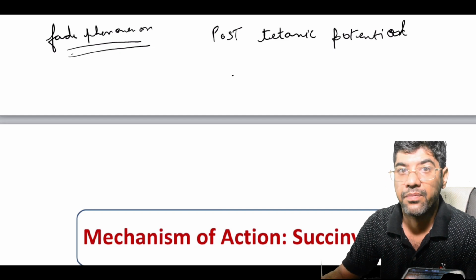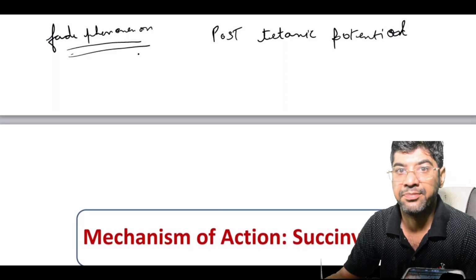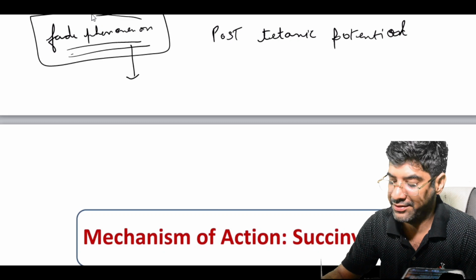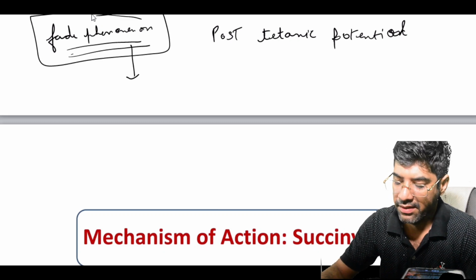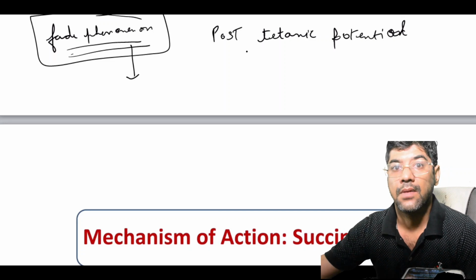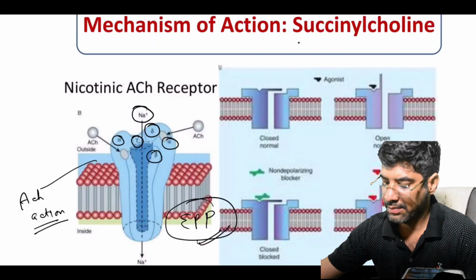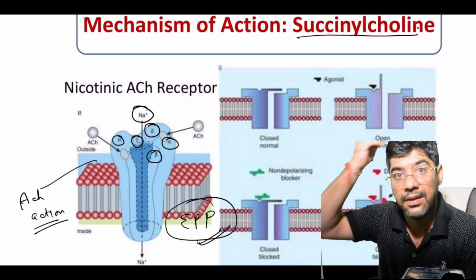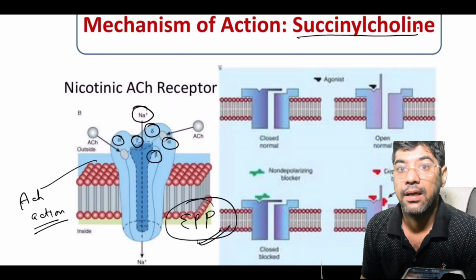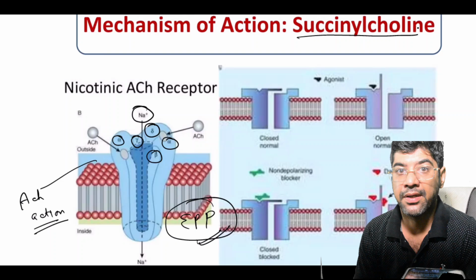What is fade phenomena? The progressive decrease in the muscle response during partial block when repeatedly stimulated is known as fade phenomena. The depolarizing blockers like succinylcholine bind to neuromuscular receptors and cause initial depolarization similar to acetylcholine. So this depolarization leads to muscle twitching and fasciculation, initially followed by sustained paralysis.